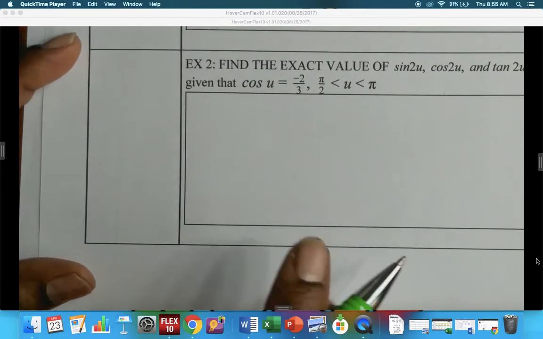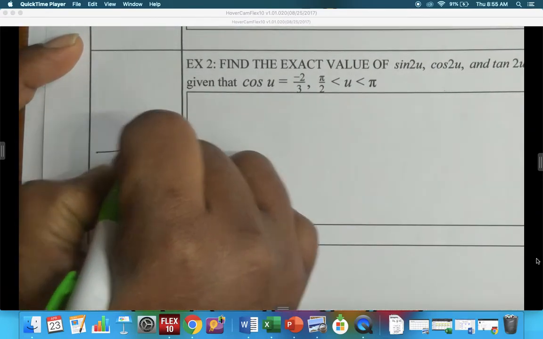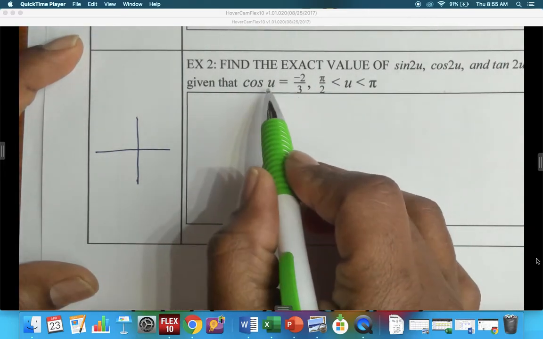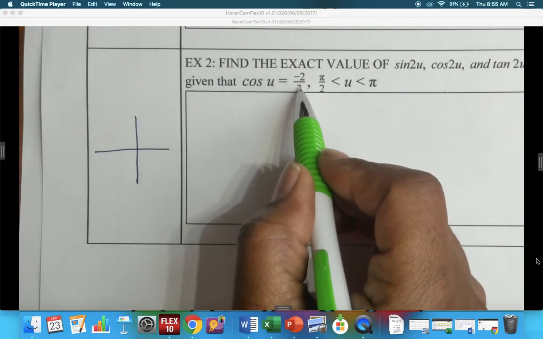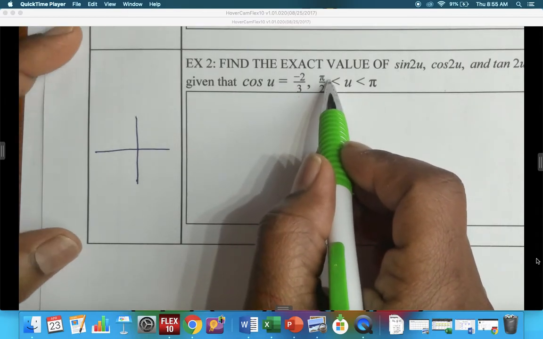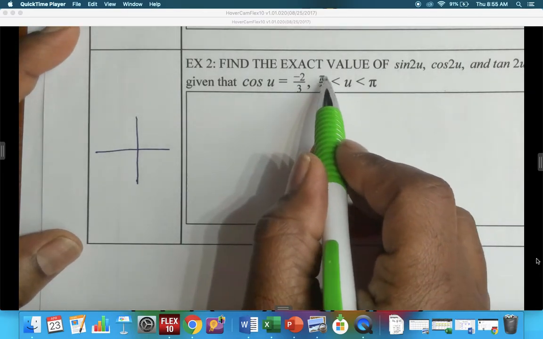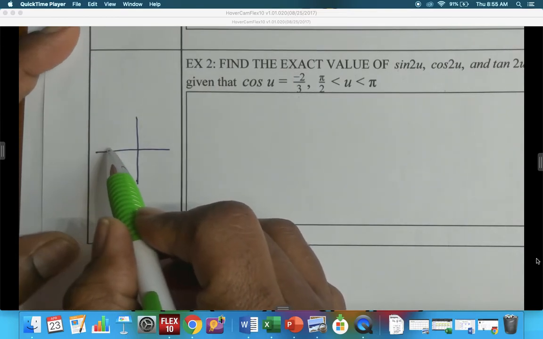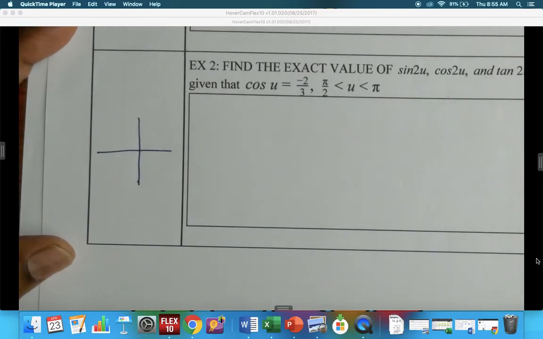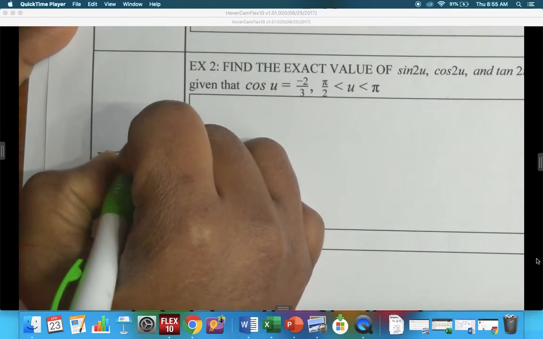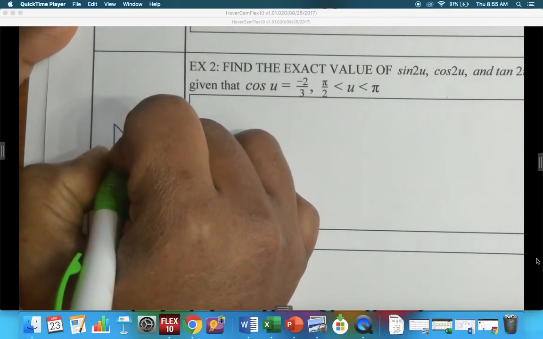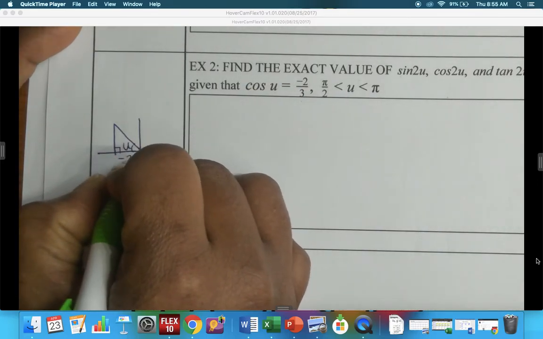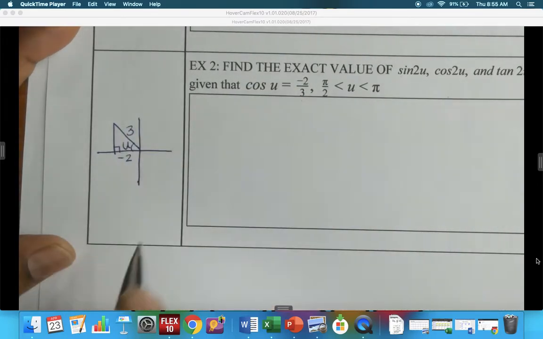We have, just going to draw over here, the fact that cosine is negative 2 over 3, right? And that would tell us our adjacent and our hypotenuse. But also we know that u, our angle, is between pi over 2 and pi. So that means we're in quadrant 2. So I'm going to draw my triangle in quadrant 2. Here's angle u. And cosine is supposed to be negative 2. So this is negative 2 over 3. So the hypotenuse is 3.